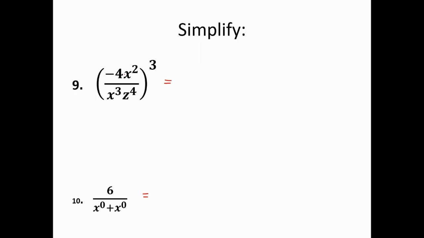So again, a fraction raised to a power. So I have to apply this power to everything I see. So negative 4 cubed, x squared to the third power is x to the sixth. x cubed to the third power is 3 times 3, which is 27. And then 4 times 3 is 12. And then I need to simplify this one as negative 64.